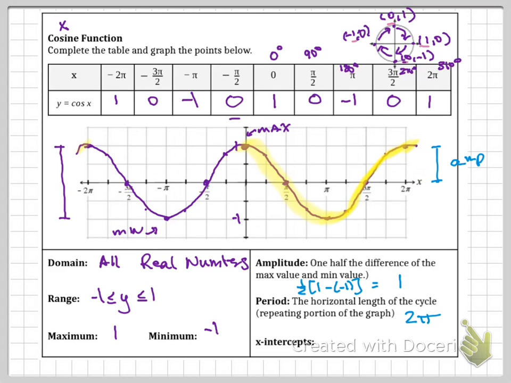The x-intercepts are a little different. So now our x-intercepts are at pi over 2, 3 pi over 2, negative pi over 2, and negative 3 pi over 2. So those values are at plus or minus pi over 2, plus or minus 3 pi over 2, plus or minus 5 pi over 2, plus or minus 7 pi over 2, and so on.